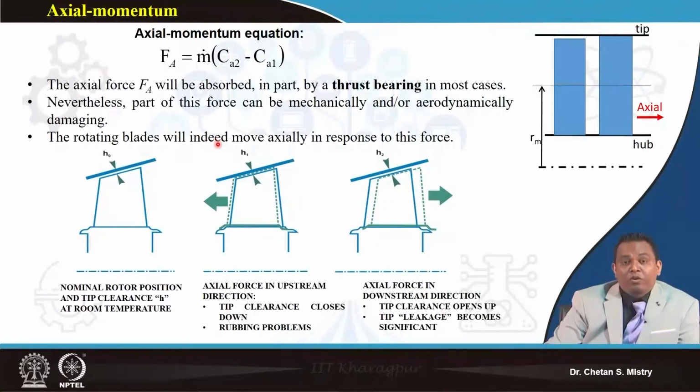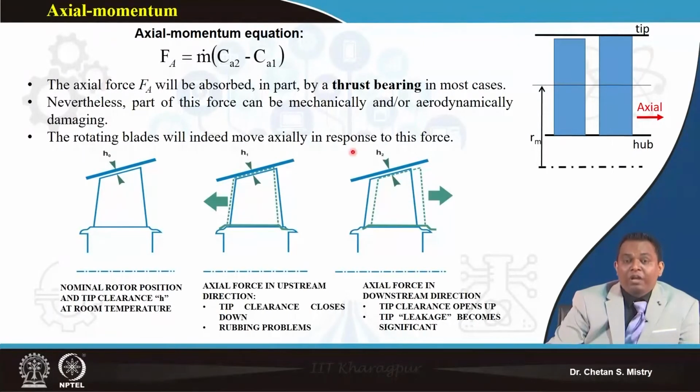Now suppose the axial force is acting in the axial direction. There may be a possibility that the rotor will try to move in the forward direction, in the upstream direction. The clearance we provided between the casing and the rotor is then going to reduce, and there may be chances that the rotor touches the casing, giving a catastrophic failure. In the past many such failures have happened.